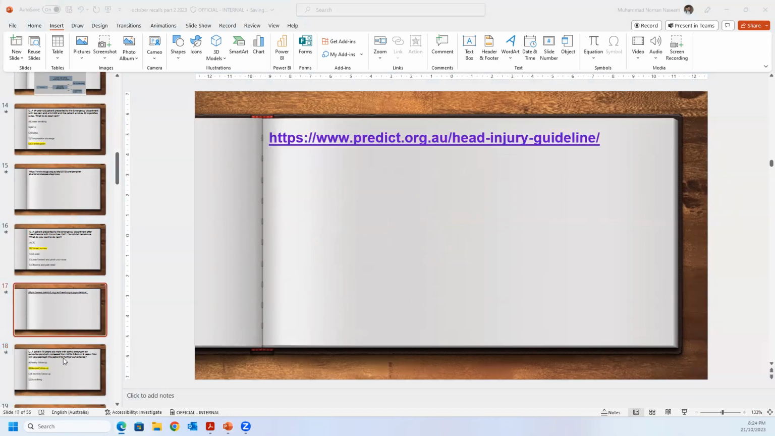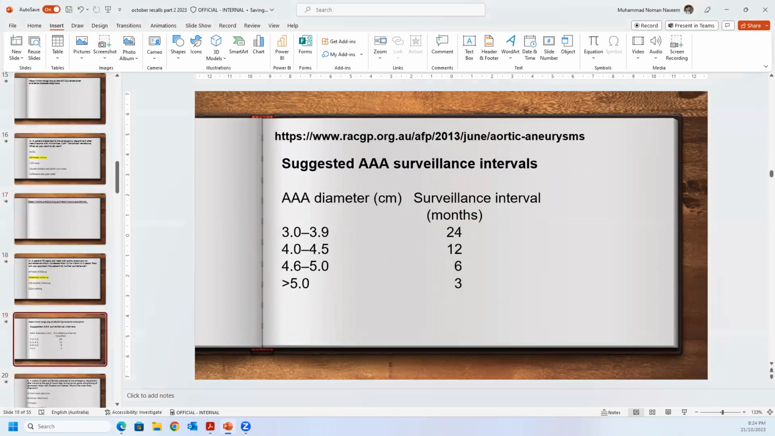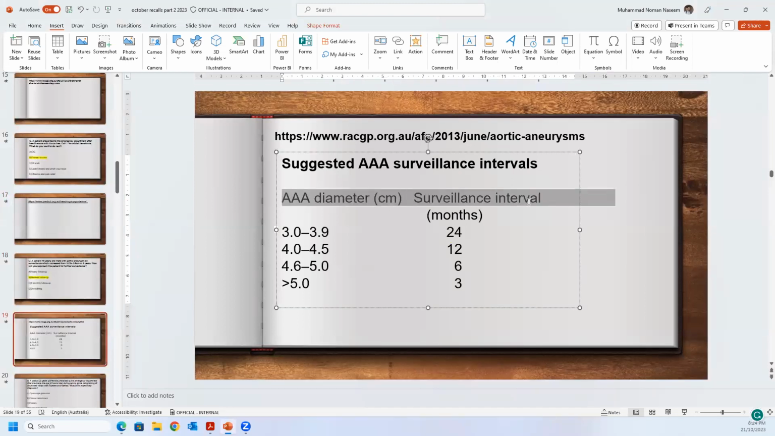Look at this. It's still there within the 24-month range. So if the abdominal aortic diameter is from 3 to 3.9 centimeters, you're still doing 24 monthly surveillance.